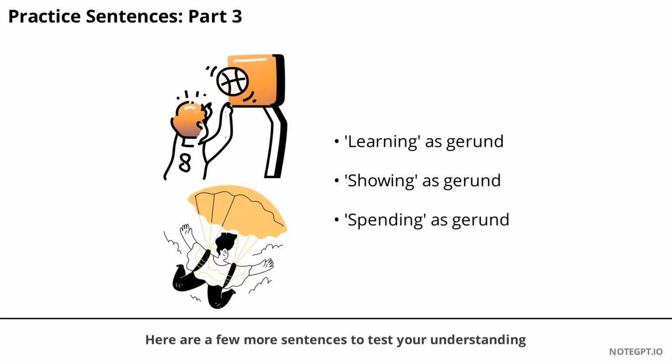Here are a few more sentences to test your understanding. In "I'm interested in learning to cook," learning is a gerund, the object of the preposition "in." In "He has no interest in showing off his wealth," showing is also a gerund. And in "I've always been against spending too much money on celebrations," spending is a gerund as well. Notice how these "-ing" words act as nouns, not verbs or adjectives.